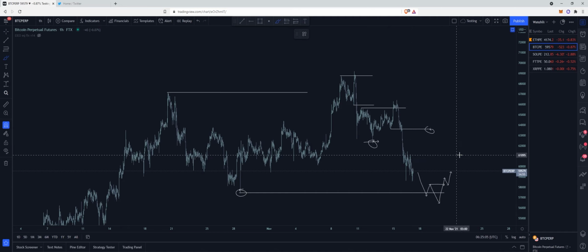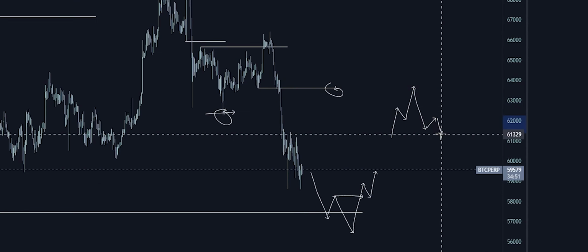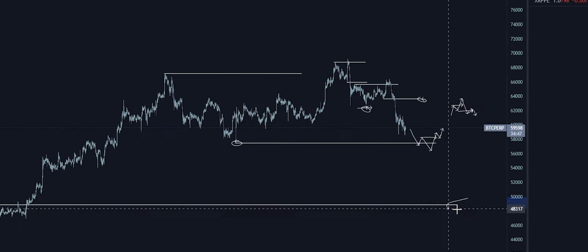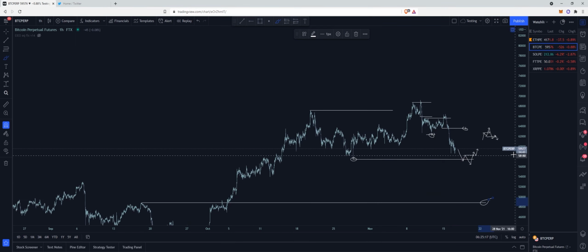Once we reach these two levels, I'll then be looking for distribution. If I see the distribution, then I'll be looking to enter swing shorts into 49 to 50k. So hopefully that was easy to understand.